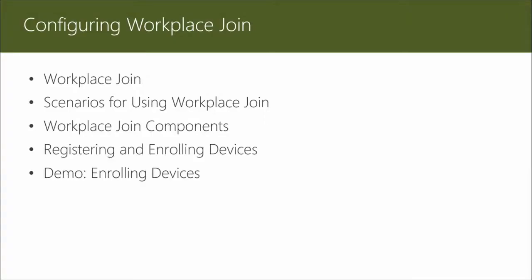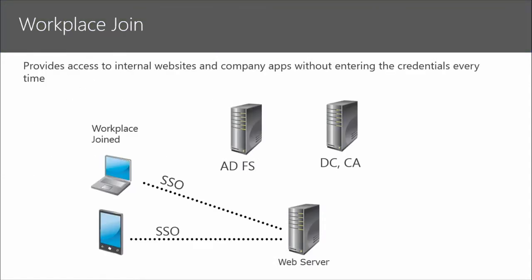Okay, well, let's get into our next section, Workplace Join. What is that all about? Well, let's go to our next slide here. The idea here is you've got these personal devices, and for whatever reason you can't join them to the domain fully. Maybe it's because it's a personal device, and they own their own device. They don't want to join to the domain. But you want to give them access to some internal websites and applications. And so that's what you can do with Workplace Join.